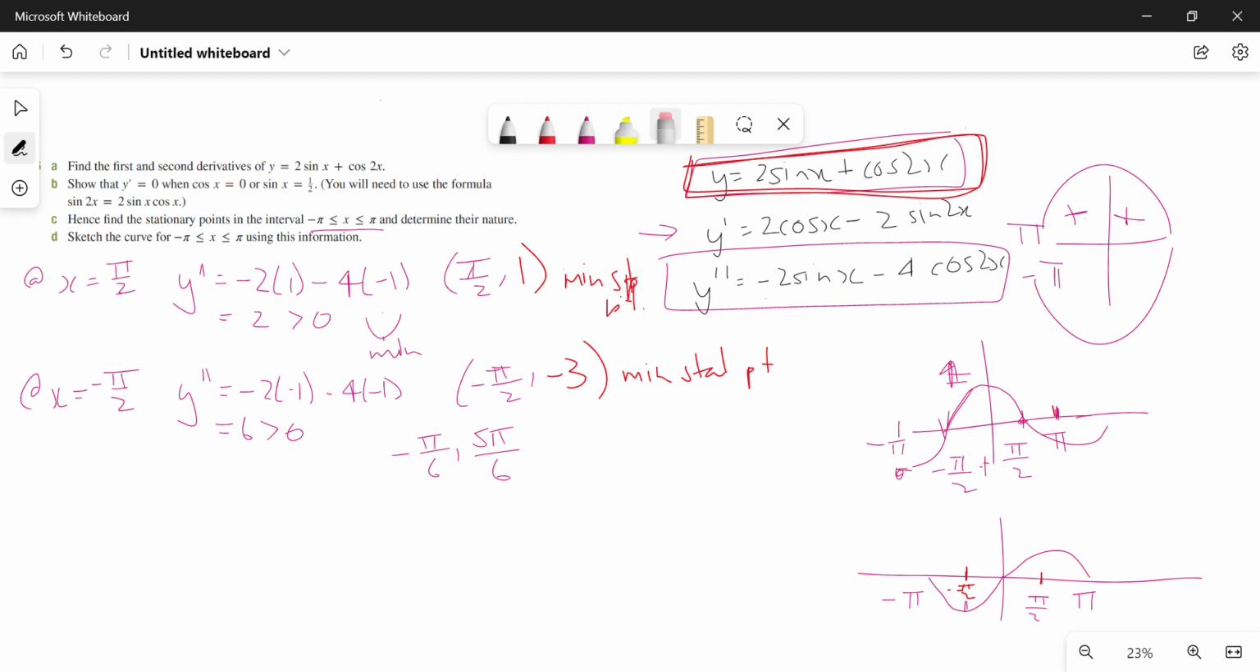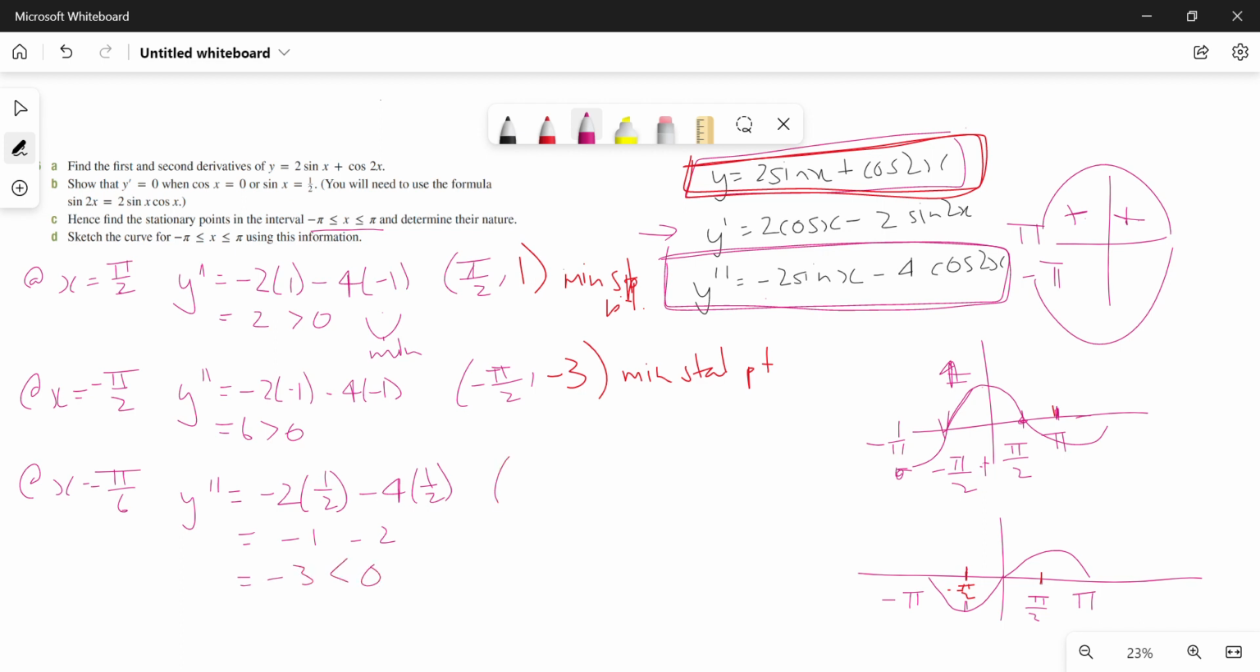Okay, so remember x equals pi on 6 and 5 pi on 6 is also a solution. So x equals pi on 6, let's do that one first. So y double dash being minus 2, again we're looking in the pink box at y double dash, minus 2 sine of pi on 6, sine 30 is a half, minus 4 lots of cos 2 pi on 6, so pi on 3, cos pi on 3, cos 60 is a half. Putting that together, we've got minus 1, minus 2, so we'll get minus 3. So therefore, you can see it's going to be unhappy. So this is going to be a maximum stat point.